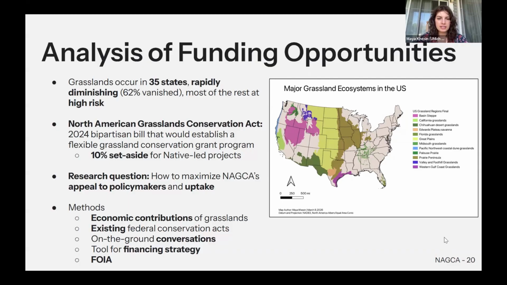I also conducted some on-the-ground conversations with people from the Rocky Boys Bison Project, which was very helpful for informing these recommendations. And I also developed a tool in Python that suggests a financing strategy for NAGCA. And then finally, I used Freedom of Information Act requests to determine where previous funding had gone to from existing conservation acts.